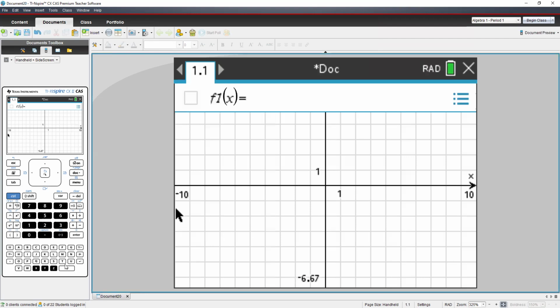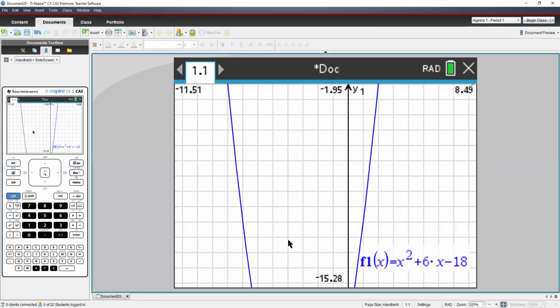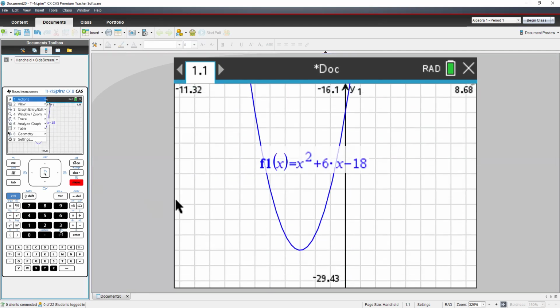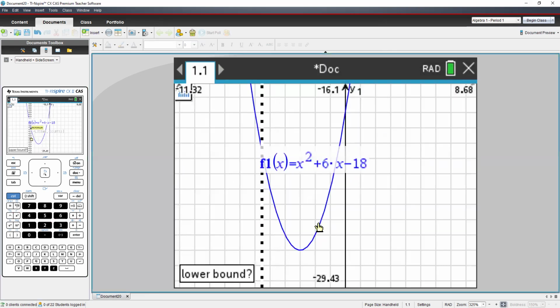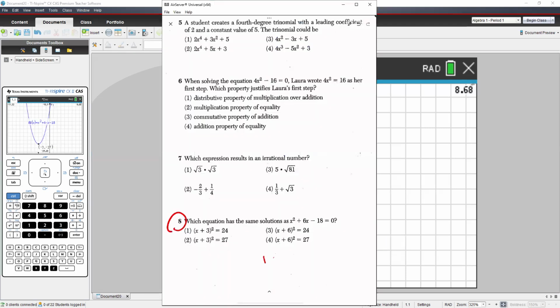I would graph this: x squared plus 6x minus 18. Graph it. And now I'm going to pull the graph paper up because I want the minimum. I'm just going to do menu 62, and it tells me that the minimum is at x = -3, y = -27. So this is going to be the axis of symmetry, and the square root of this is going to be the other part. So if I go back to my iPad, this would be x equals -3 plus or minus the square root of 27.